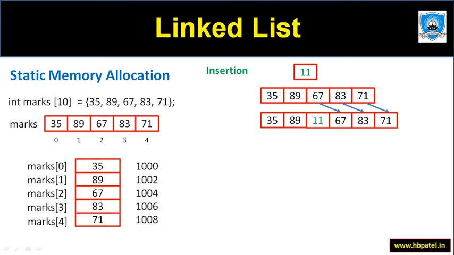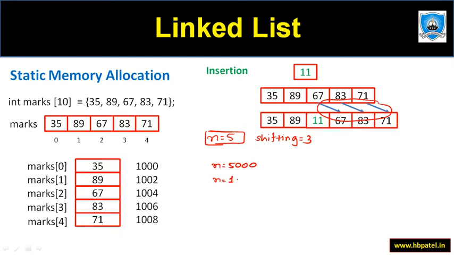So this is how normal insertion is done, and this process looks very simple. Yes, it is simple, but where is the problem? The problem is, for example, over here n equal to 5. We have only 5 elements, so the total number of shifts over here is, let's say, 3. But what if n is a large number? What if n equals, let's say, 5,000 elements? What if n equals 1 million elements?